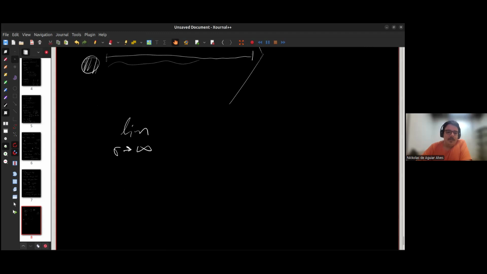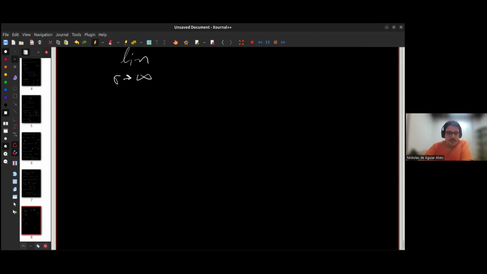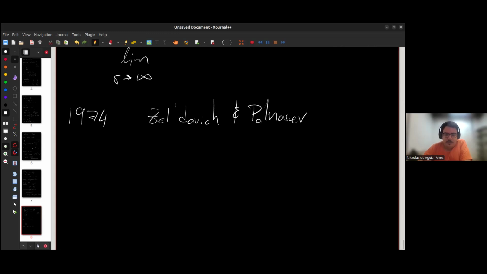And this idea is also going to turn out to be related to this other result from the 70s, which is due to Zel'dovich and Polnarev, which we would later call the memory effect.